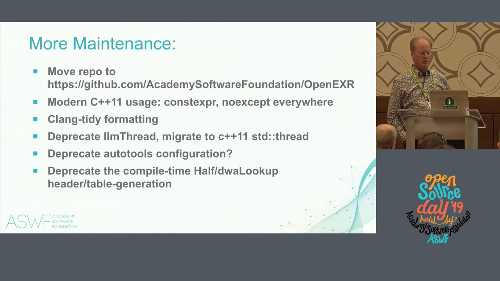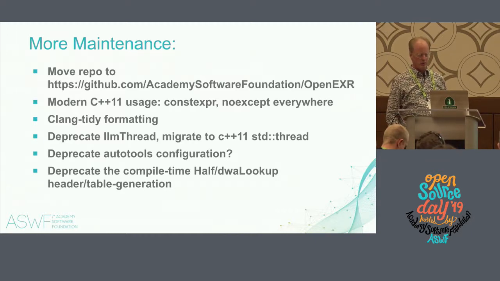So we think we'd like to be able to deprecate the AutoTools configuration, but we're only going to do that if we decide that there are no people out there who are not willing to use the CMake system. Anyway, we don't want to have to continue maintaining two build systems.